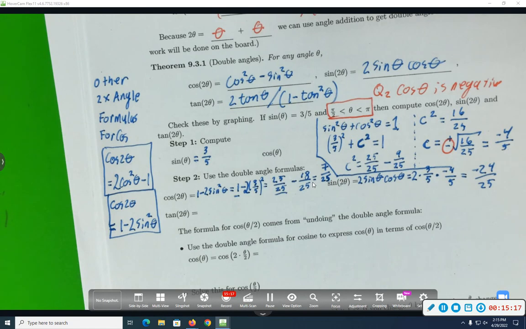Finally, we want to compute the tangent of 2 theta. So in looking at this, don't try to do it all at once. What strategy would you want to follow to compute tangent of 2 theta in this situation?